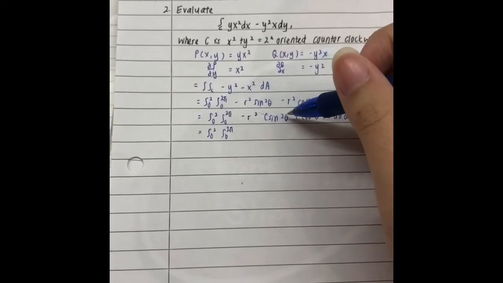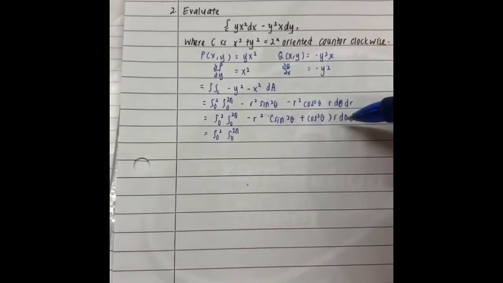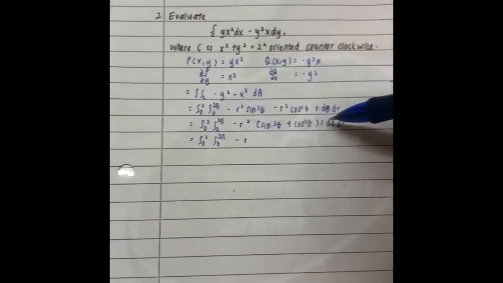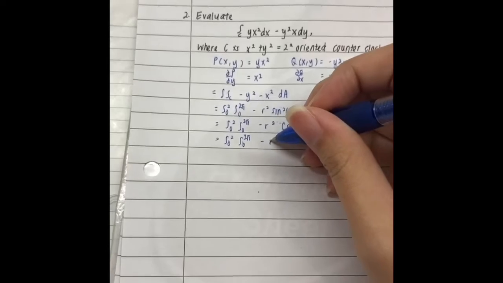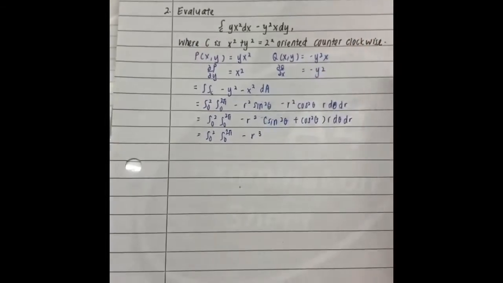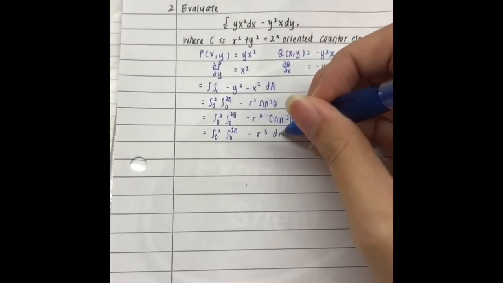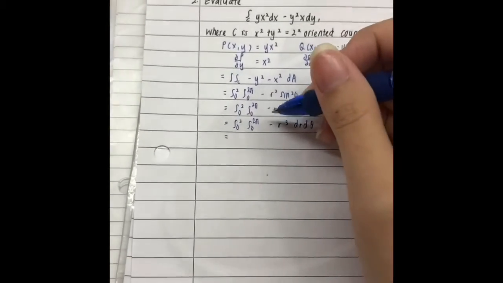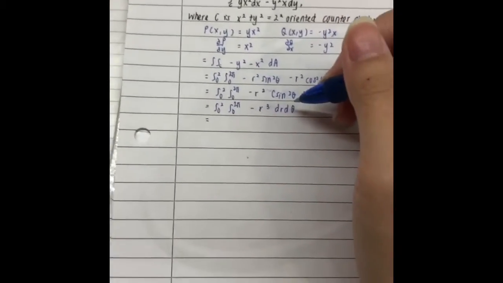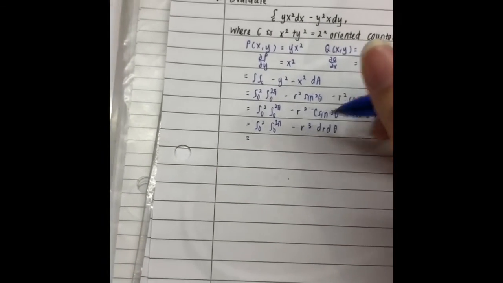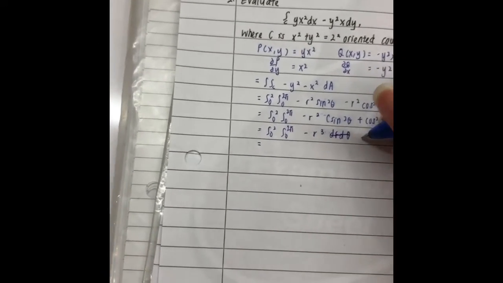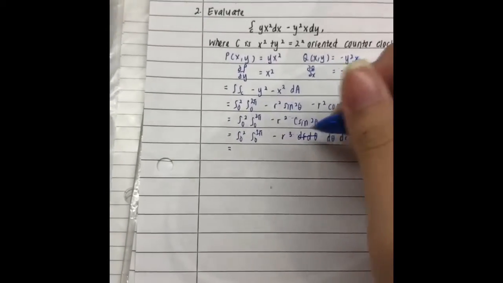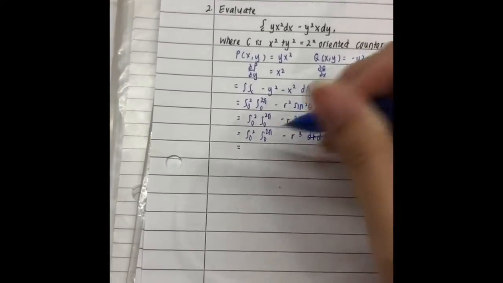Sine squared theta plus cosine squared theta is equal to 1. So we will get negative r squared times r, which is negative r cubed, dr d theta. So we integrate with respect to theta first.